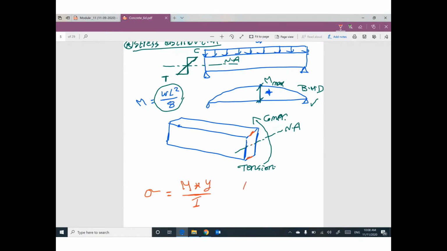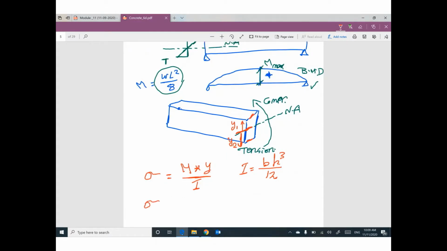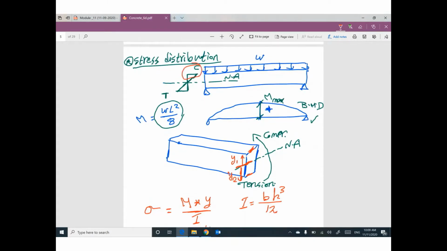I is the moment of inertia, b h cube over 12, I x. Y is the distance between this neutral axis and the top fiber, Y1, or the distance between this neutral axis and the bottom fiber, Y2. If you are looking for sigma compression, it will be M times Y1 at the top fiber, because at the top we have compression, divide I.